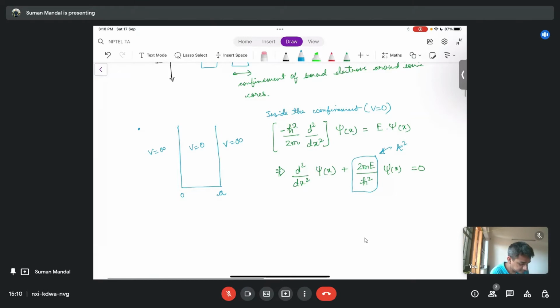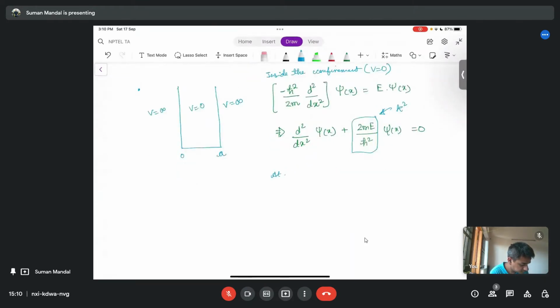Now at the boundaries, if you have gone through it, they take an assumption. It is basically an intelligent guess, a starting point, that the wave function should be of the form A cos kx plus B sin kx. This is an assumption, and we see that eventually the solution is in this form only.